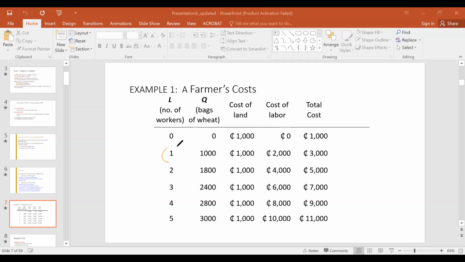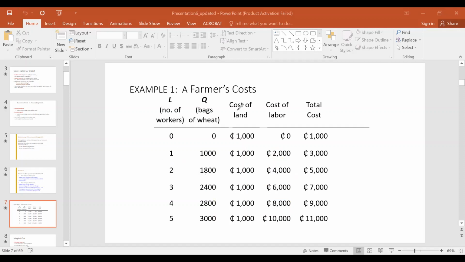If you employ 1 person, you pay wages of 2,000. If you employ 2 people, you pay 4,000. So this is called a variable cost. This is a fixed cost; it doesn't change as you produce more. But here, as you produce more, from 1,000 to 1,800 to 2,400, the cost also increases or changes. It's called a variable cost. It's a cost that is varying according to output.